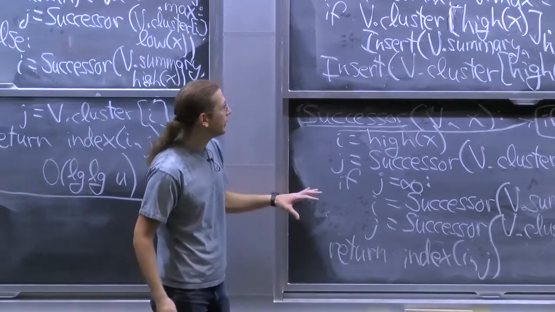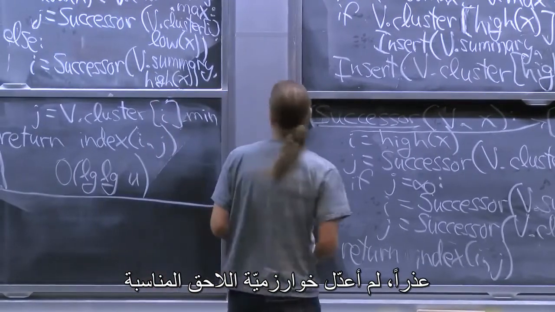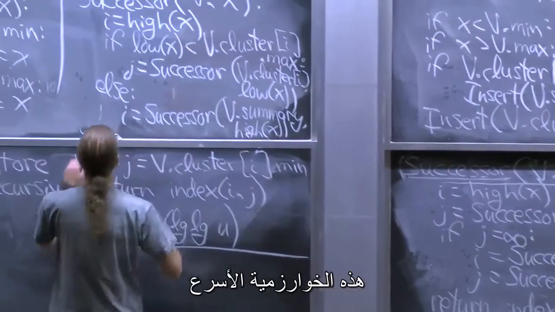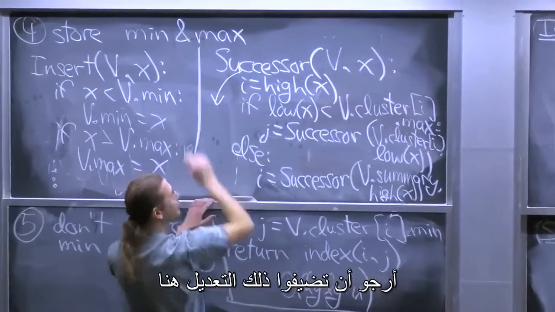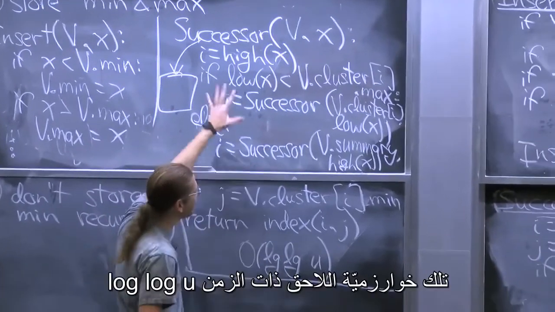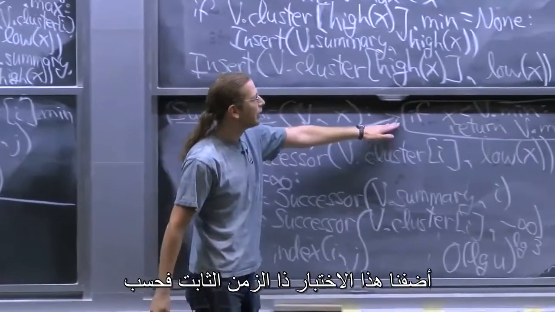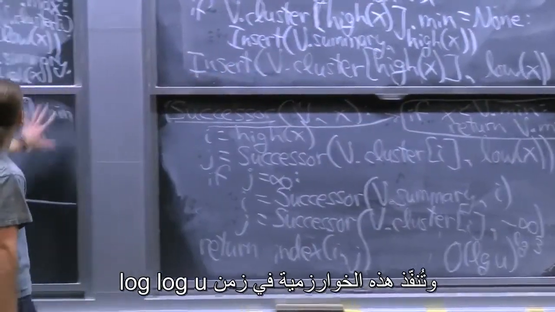Sorry, I modified the wrong successor algorithm, didn't I? I meant to modify this one. This is the fast one. So please put the same code here. That's the log u version of successor. We just added this constant time check, and now this runs in log u time.